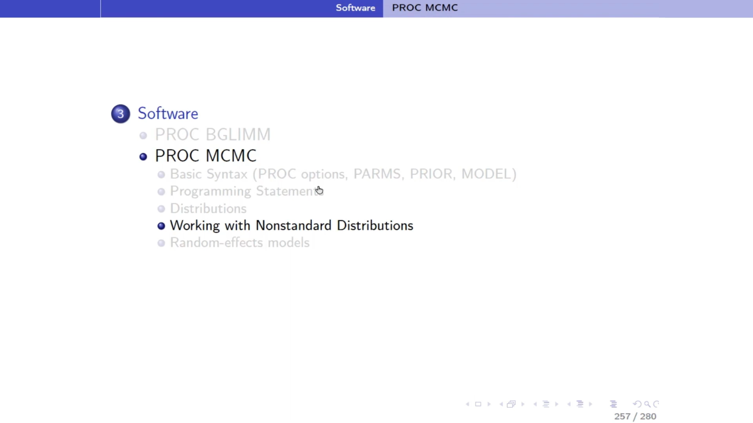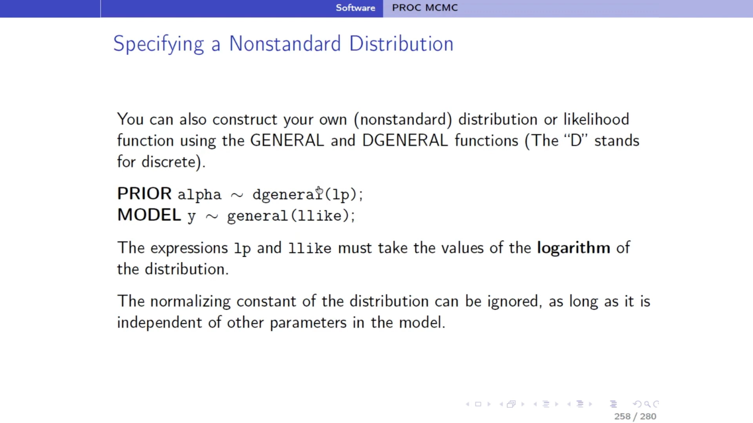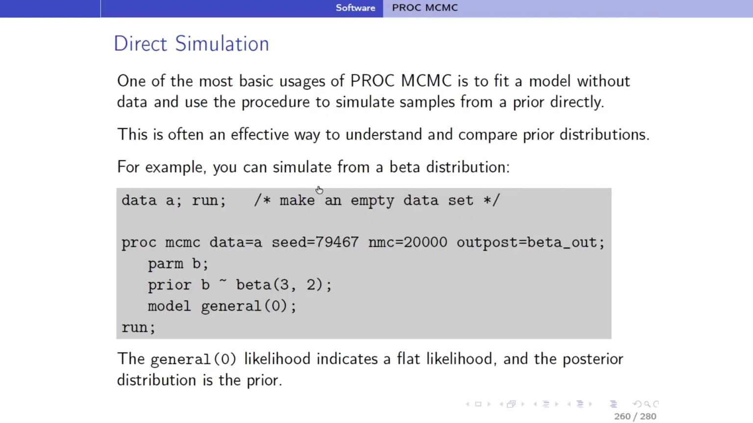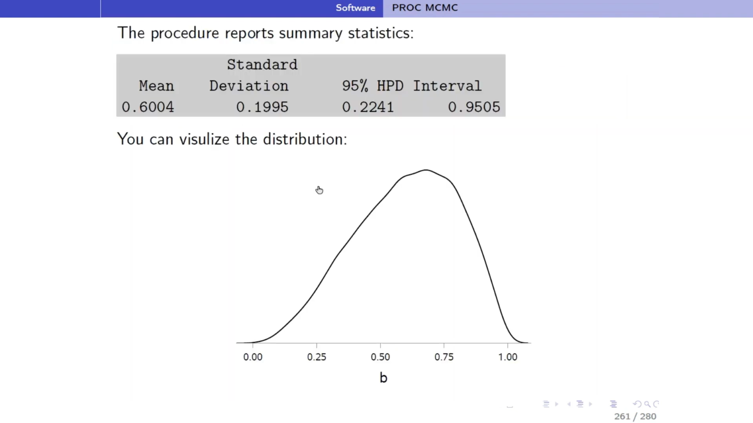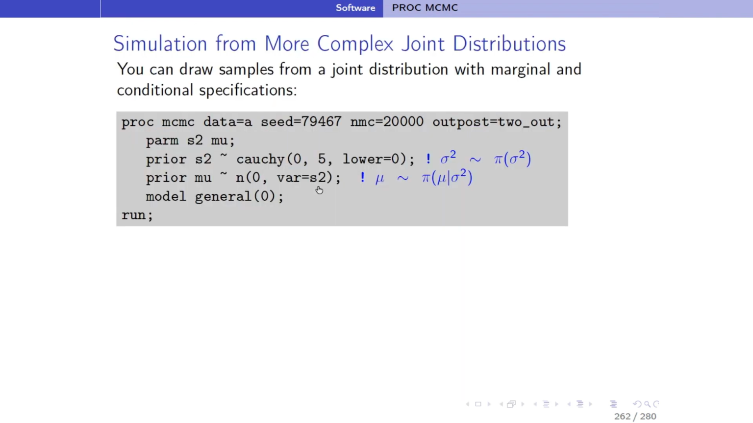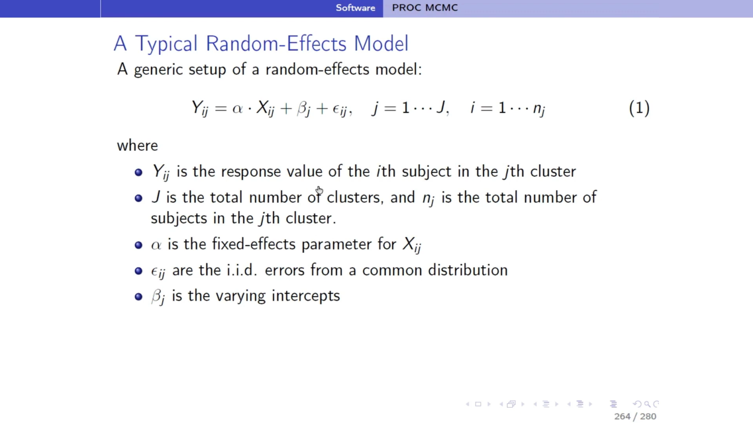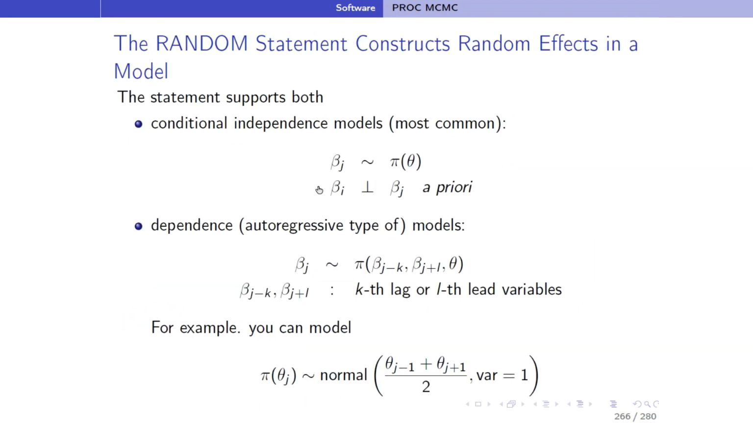I finish with 2 examples. One is working with non-standard distributions, a distribution that is neither normal, beta, nor Poisson, and how to do that and what to look for. You can use it for direct simulation to understand, for example, what the prior looks like. It's important: if you have a prior and you don't know what it looks like, you can just use MCMC to simulate directly from the prior, and you can simulate from a complex joint distribution in a multi-dimensional situation.